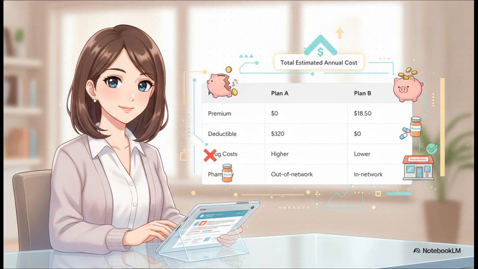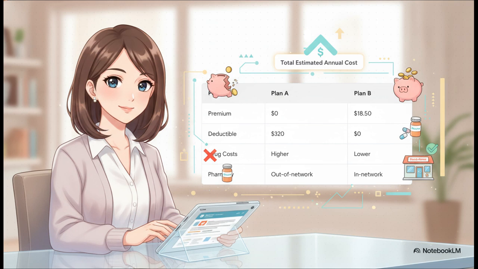Plan A looks absolutely amazing at first glance because, hey, $0 monthly premium. But when we look closer at the tool's breakdown, Plan A has a $320 annual deductible, her specific medications actually result in higher copays, and her absolute favorite pharmacy is out of network. No good. Now, Plan B, on the other hand, costs $18.50 a month, but it has absolutely no deductible, much lower copays for her specific drugs, and her preferred pharmacy is right there in network.